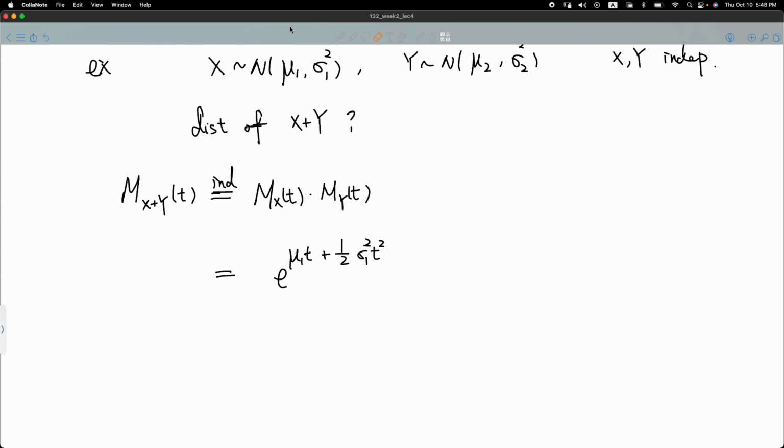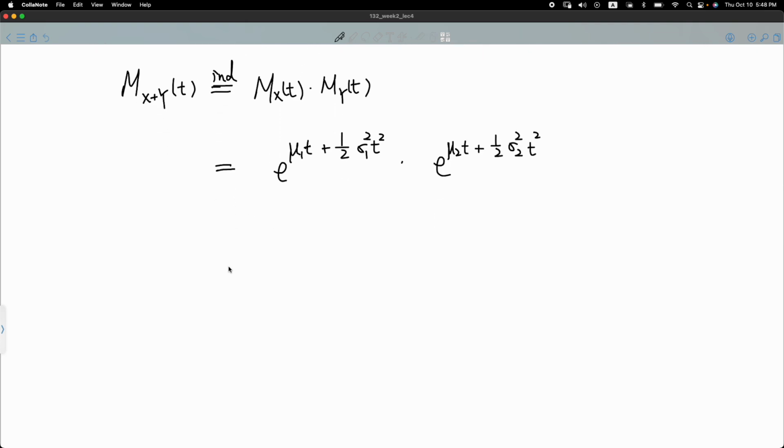Okay. And then we need to also write down the moment generating function for random variable Y, which is e to the power of mu2 multiplied by t plus 1/2 sigma2 squared t squared. And then we can combine the two products. So we will have e raised to the power of (mu1 plus mu2) multiplied by t, plus 1/2 (sigma1 squared plus sigma2 squared) t squared. So this is the moment generating function.